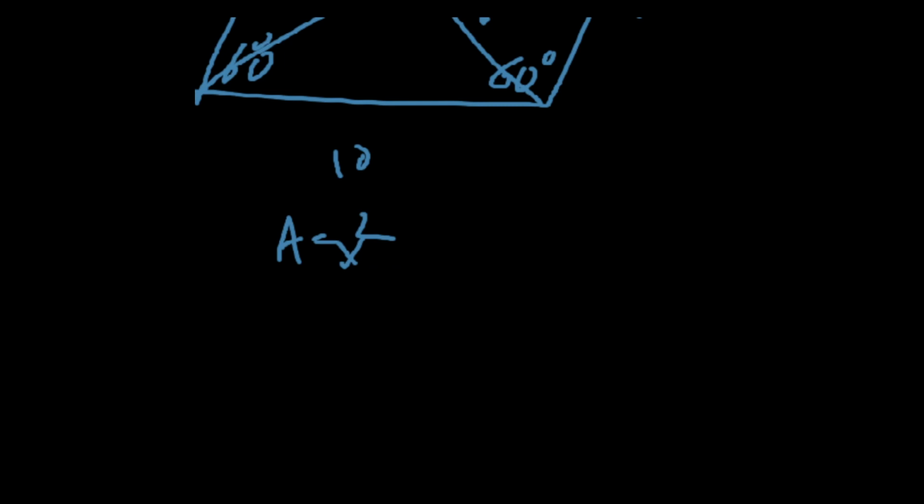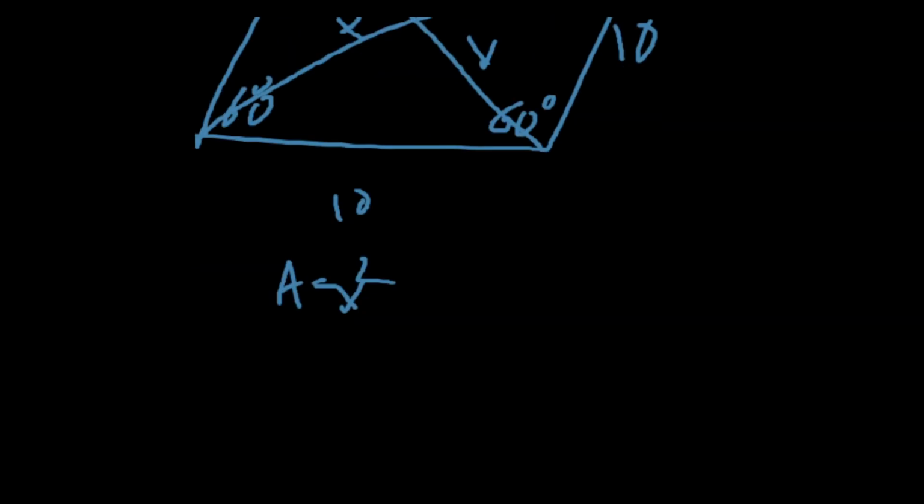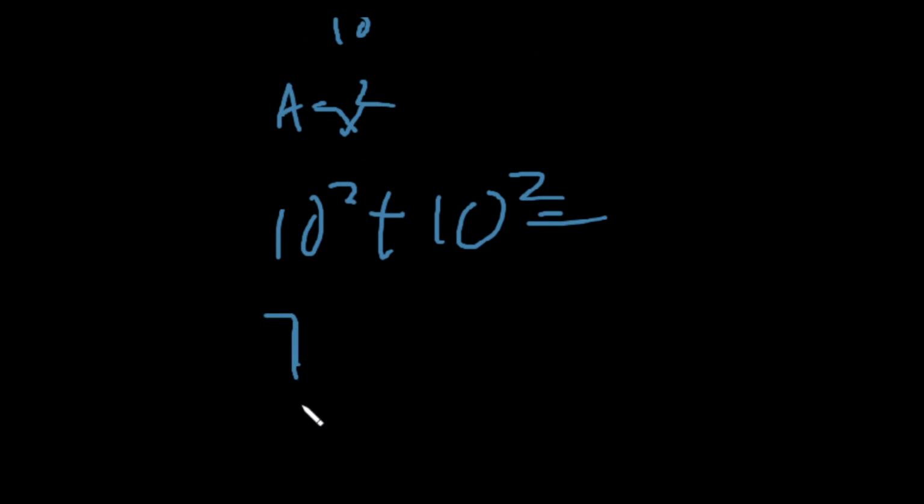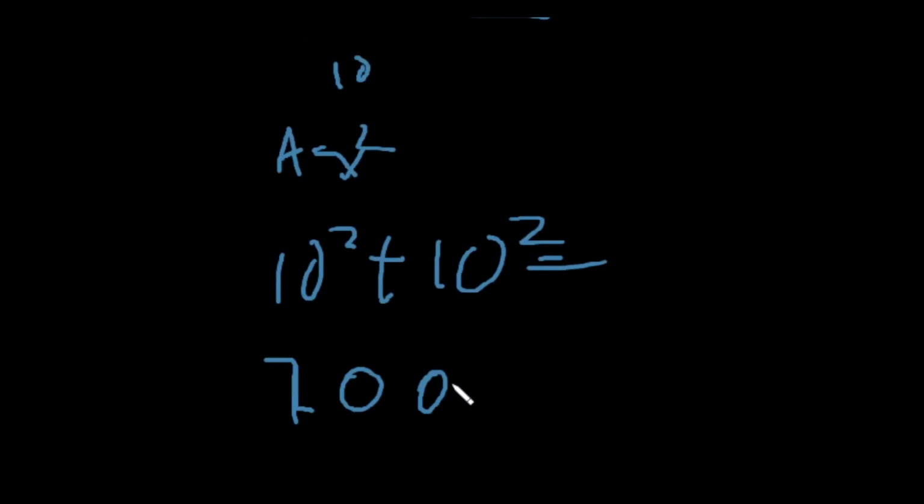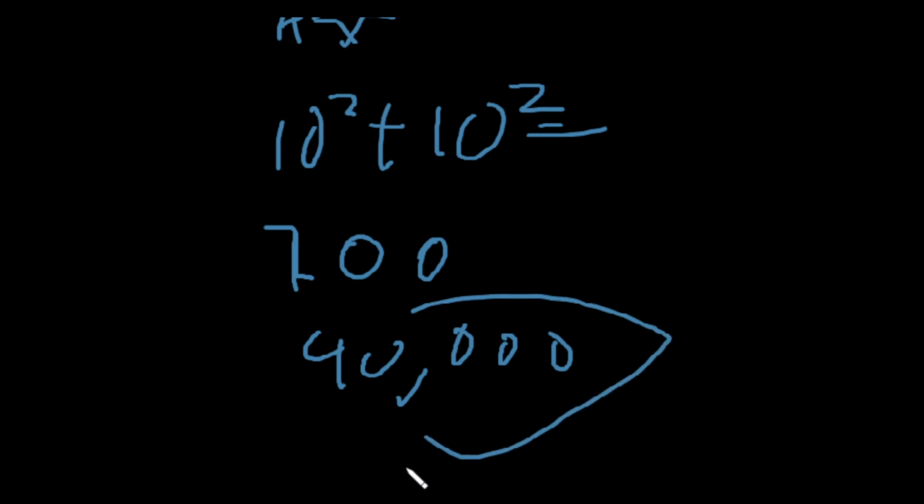Area of a rhombus. It's both its diagonals. Okay. Yeah. So just find one of them. So it's 10 squared plus 10 squared equals the hypotenuse. So that's 100 plus 100, which is 200. So 200 squared is like 40,000. Right? Yeah, 40,000. That's just 40,000.